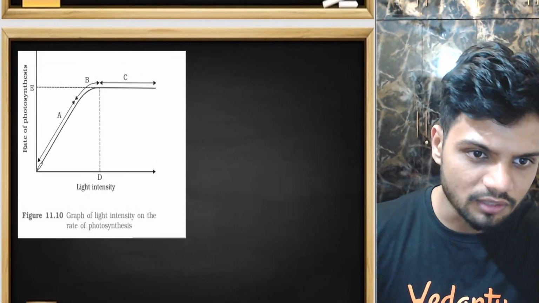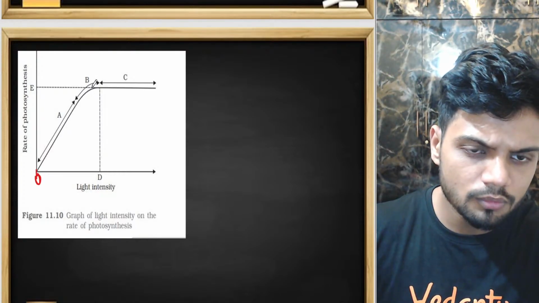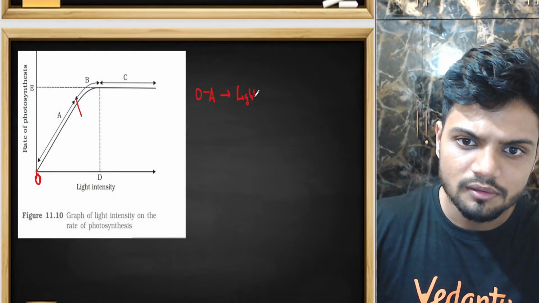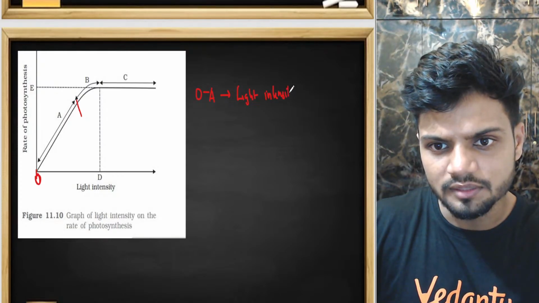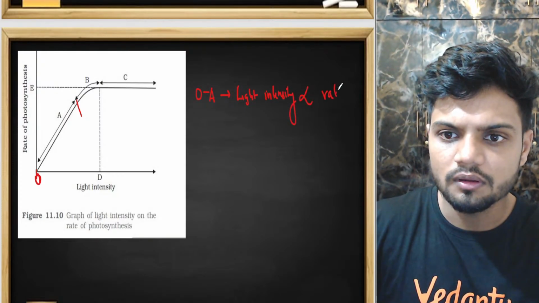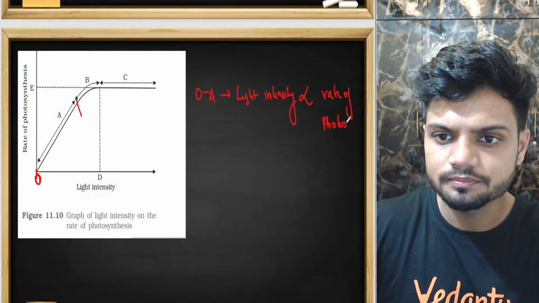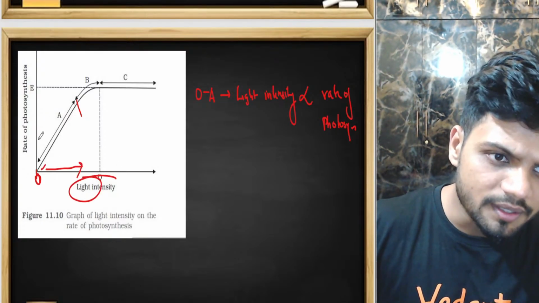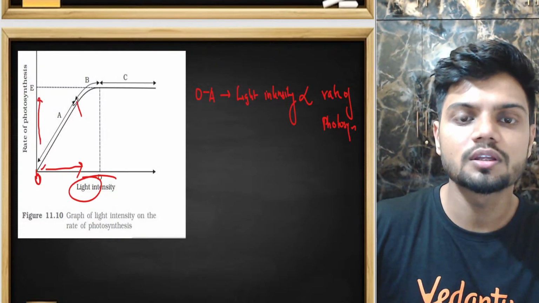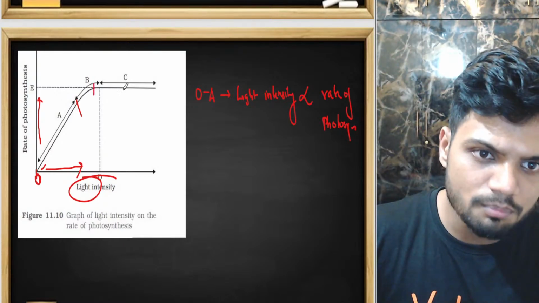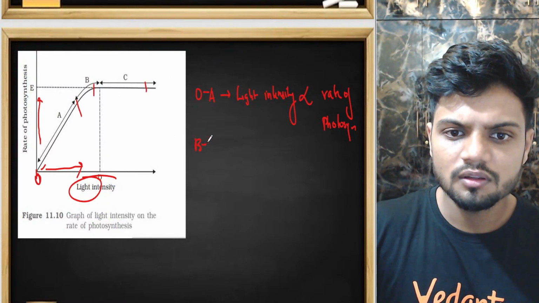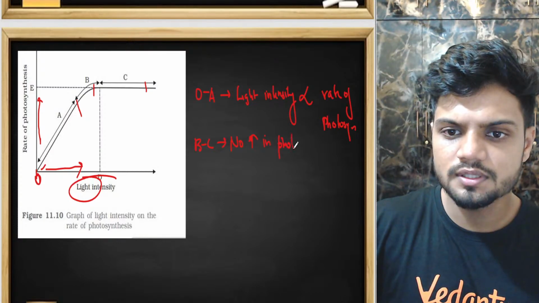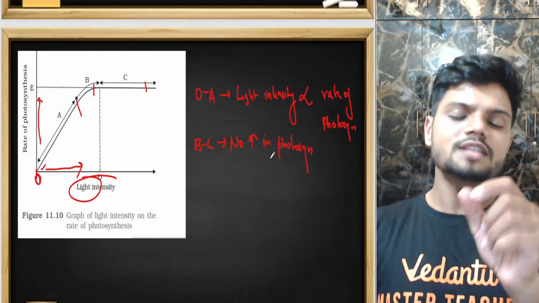Understand. If you look at this graph, this is O. From O to A, can I tell that light intensity is directly proportional to the rate of photosynthesis? See here, students. In this, from O to A, as the light intensity is increasing, the rate of photosynthesis is also increasing. Same direct proportion. Yes. But if you notice from B to C, no increase in photosynthesis. What does it tell you, friends? From this example, you will understand right here.